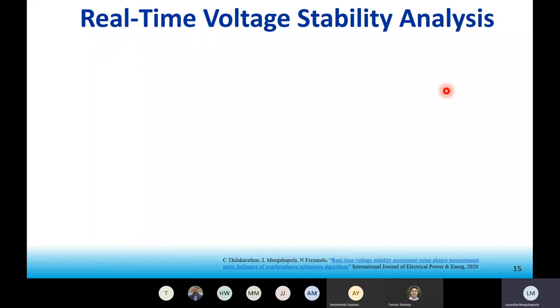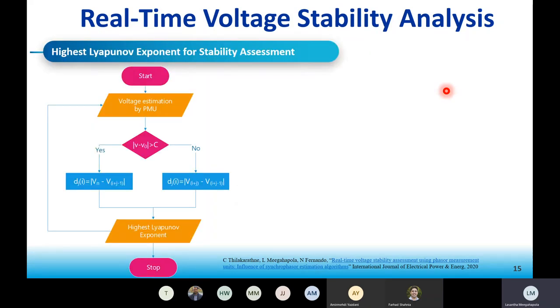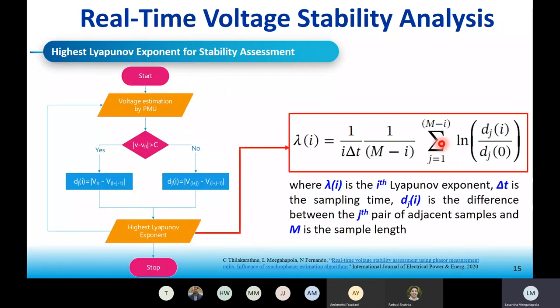When it comes to real-time voltage stability analysis, various different techniques are used. One technique is the Lyapunov exponent technique, which calculates the Lyapunov exponent and tracks it throughout the time duration. If the Lyapunov exponent exceeds zero and goes into the positive region, it is flagged as an instability condition. This is an algorithm that we have used here. We installed the PMUs and fed the PMU data into this algorithm, and then obtained the highest Lyapunov exponent this way.